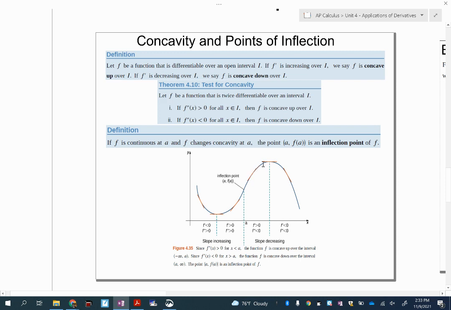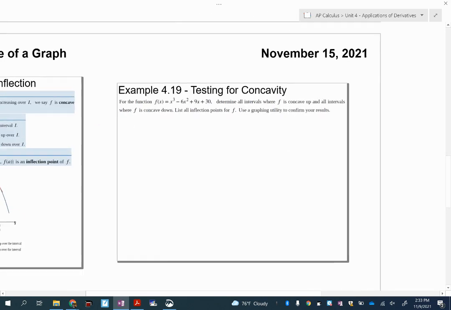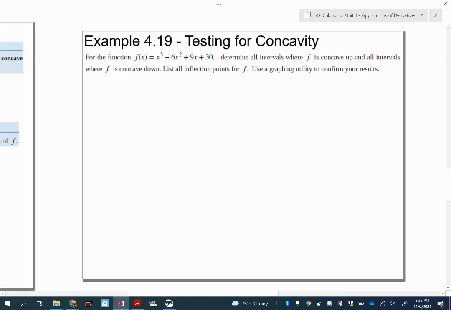Here, excuse me, is our local maximum. So now we're moving to decreasing, but we're still concave down like a frown. So that's the confusing part, but this will help you. There's also a really good diagram in Calculus for Dummies in chapter 11. All right, let's do some of this work using this information about testing for concavity, okay?